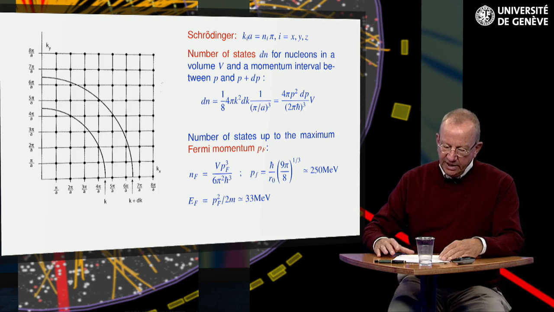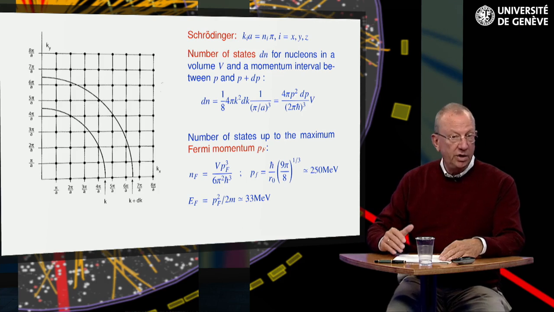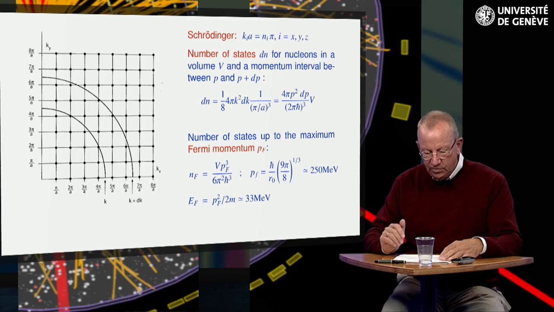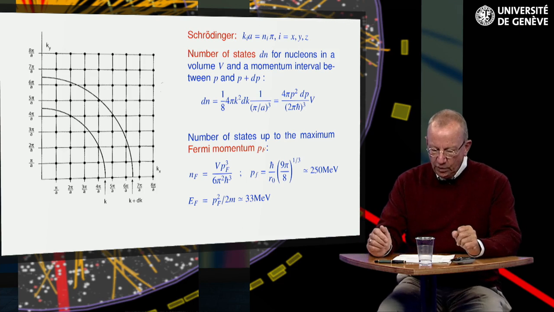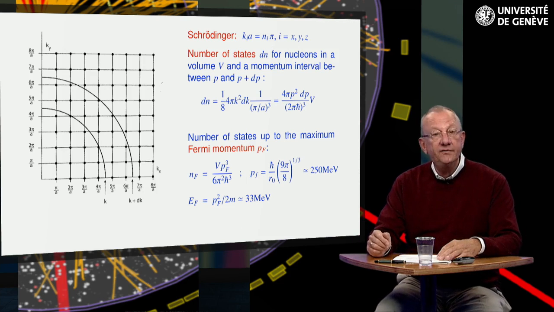The value of the Fermi energy means that the nucleons are non-relativistic inside the nucleus, but still move at a considerable velocity, beta equal to roughly 0.4. The nucleus is thus a very dynamic environment indeed.